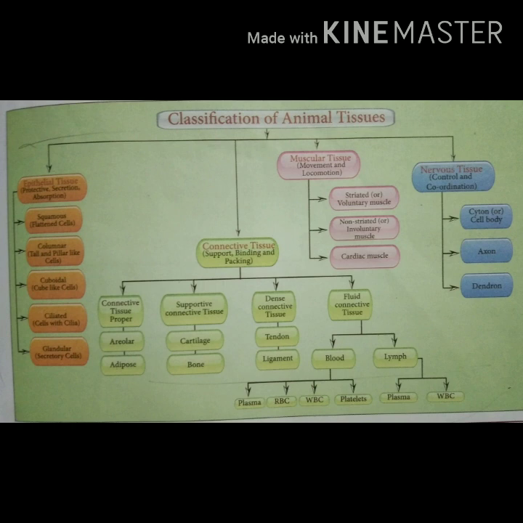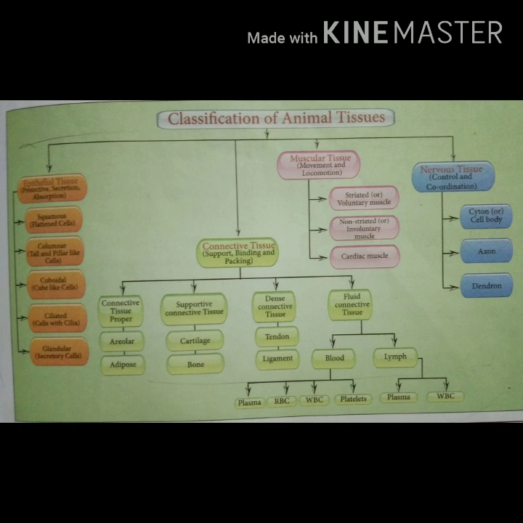Okay students, I will summarize today's class. In today's session we had seen the classification of the animal tissues. The classification of animal tissue consists of, first, epithelial tissue. This epithelial tissue is classified into squamous epithelium, columnar epithelium, cuboid epithelium, ciliated and glandular epithelium. All these types of epithelium we had seen with the picture. You understood the different types of epithelium.